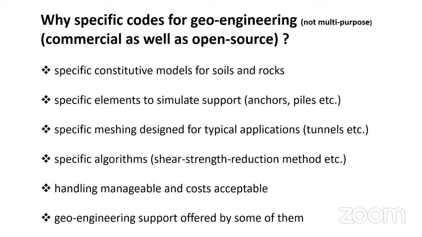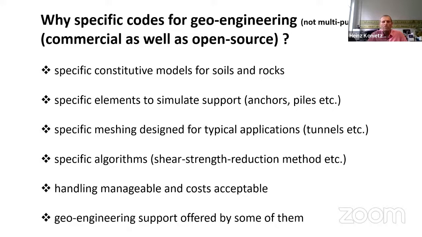like anchors, piles, etc. We also need some specific meshing tools designed for typical applications, which is provided in these specific geoengineering tools. We also need specific algorithms, like the classical shear strength reduction technique, which is now available in nearly any of these geoengineering tools. The handling is manageable and the costs are acceptable. They are much cheaper than the multi-purpose codes.